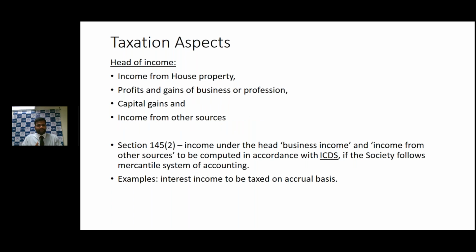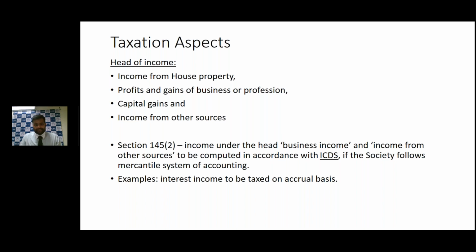The cooperative society is a normal person and has to compute its income under various heads as given under the Act, which are income from house property, profits and gains of business and profession, capital gains, and income from other sources. With effect from AY 17-18, the ICDS are applicable for computing income under business income and income from other sources, and therefore the cooperative societies have to take care that they follow the ICDS while computing their income.